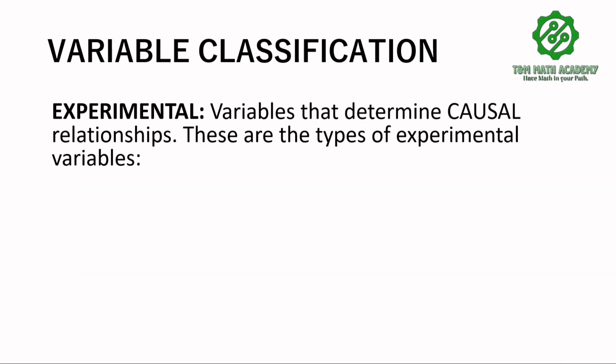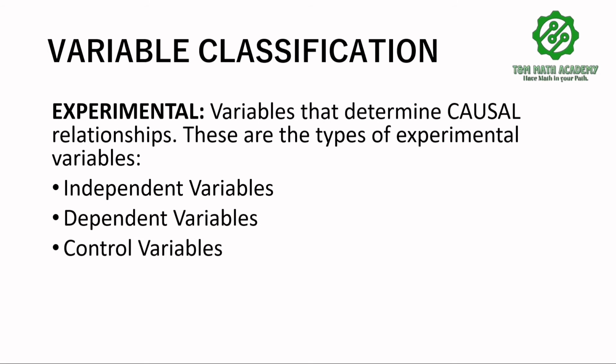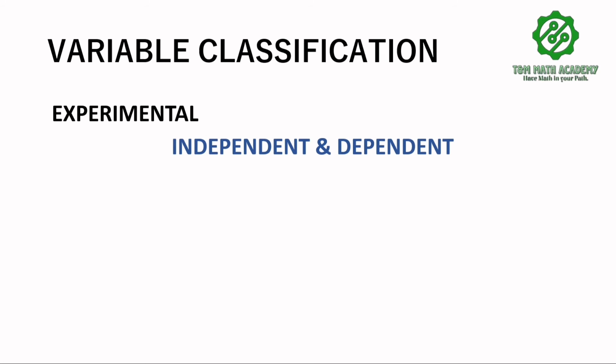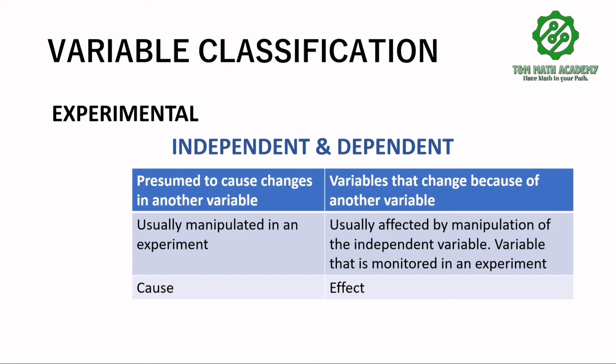Moving on, we have another variable classification, which is the experimental variable. This is the variable that determines causal relationship. There are types of experimental variables, like independent variables, dependent variables, control variables, moderating variables, and extraneous variables. Let me discuss this one by one. Independent and dependent variables. Independent variable is presumed to cause changes in another variable, usually manipulated in an experiment, or this is what we call the cause. Dependent variables are variables that change because of another variable, usually affected by manipulation of the independent variable. These are variables that are monitored in an experiment, or this is what we call the effect.